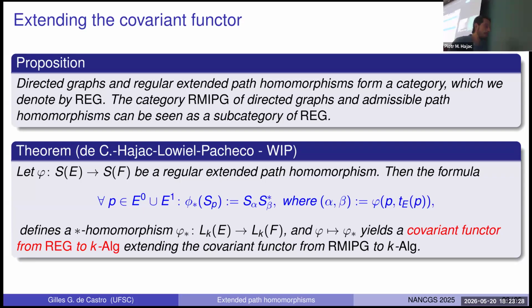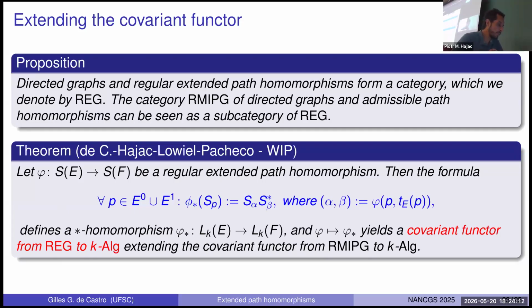And so this is defined as a star homomorphism between the left path algebras. We need the regularity exactly to show that CK2 is satisfied. All the other properties come before for compact algebras, just being a homomorphism between inverse semigroups satisfying the relations. And then we have a covariant functor from this category of graphs with regular extended path homomorphisms to algebras. And this extends the covariant functor that you had before from path homomorphisms to algebras.